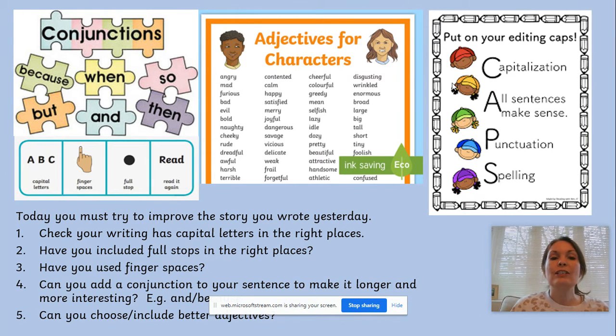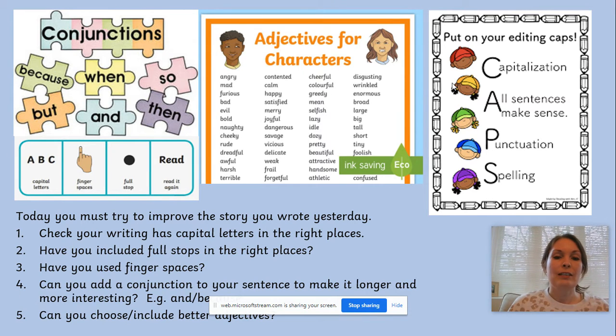Remember, a conjunction is a joining word to extend your sentences, and there are some on my slide here, like because, and, but, when, then, and so. And number five, can you choose and include some better adjectives than the ones you chose? Or if you didn't include any, maybe I'd like you to add some, please. So today is all about improving the writing that we did yesterday.